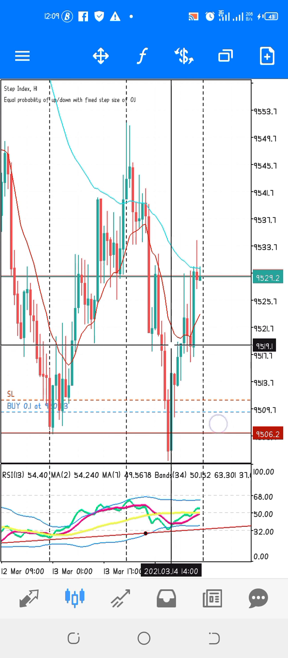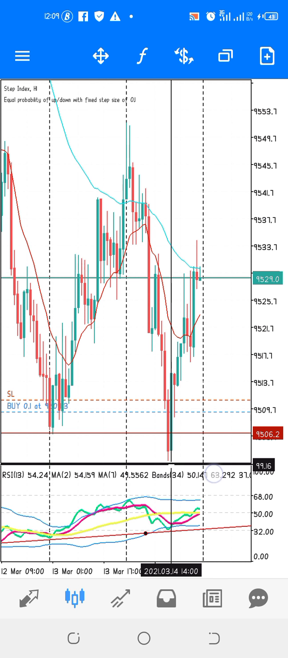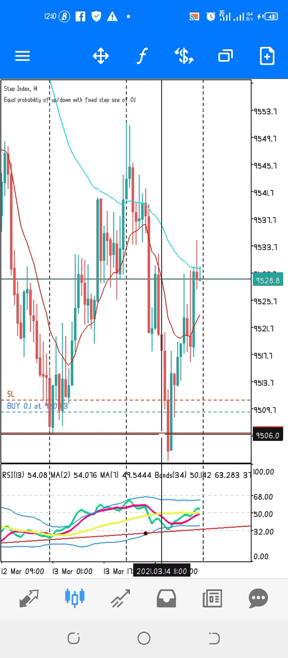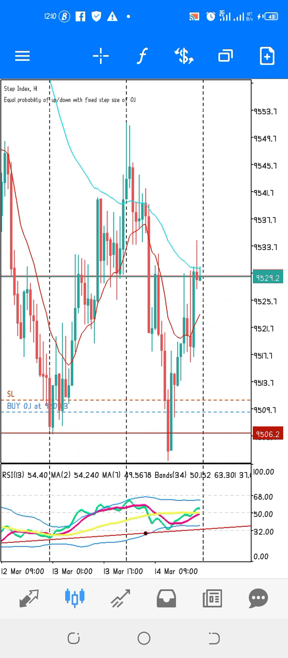It bounced on it, so it dropped, I entered, it broke yesterday's low, but immediately it reversed back up, giving a rod track. So I'll show you where I entered. I've closed half of the trade already.